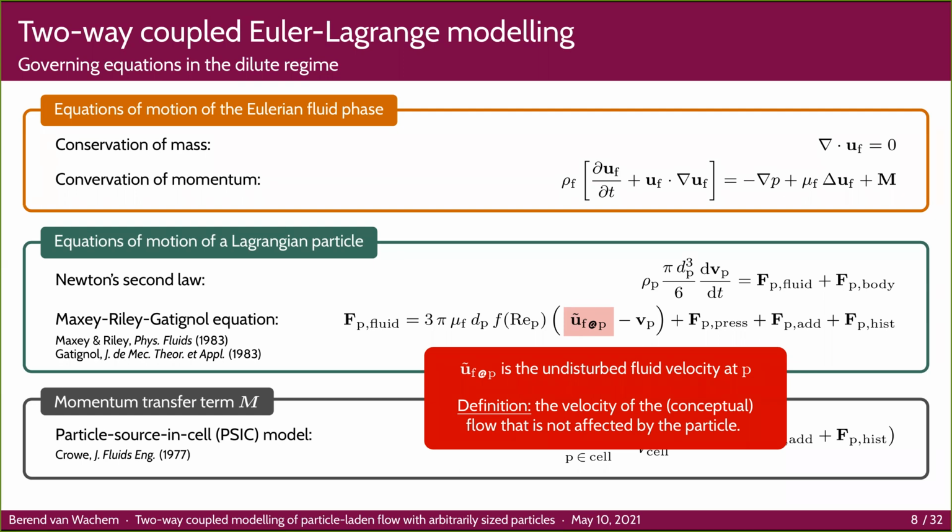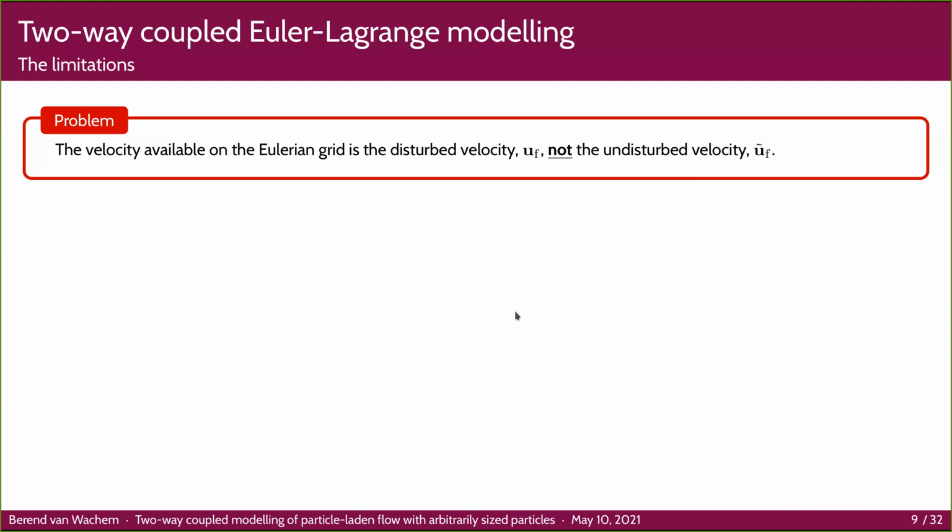So what we could do is run two CFD simulations, one without that particle and one with a particle, but that would be very complicated. So how do we resolve the fact that we need to have the undisturbed flow velocity rather than the actual flow velocity which we are computing for?